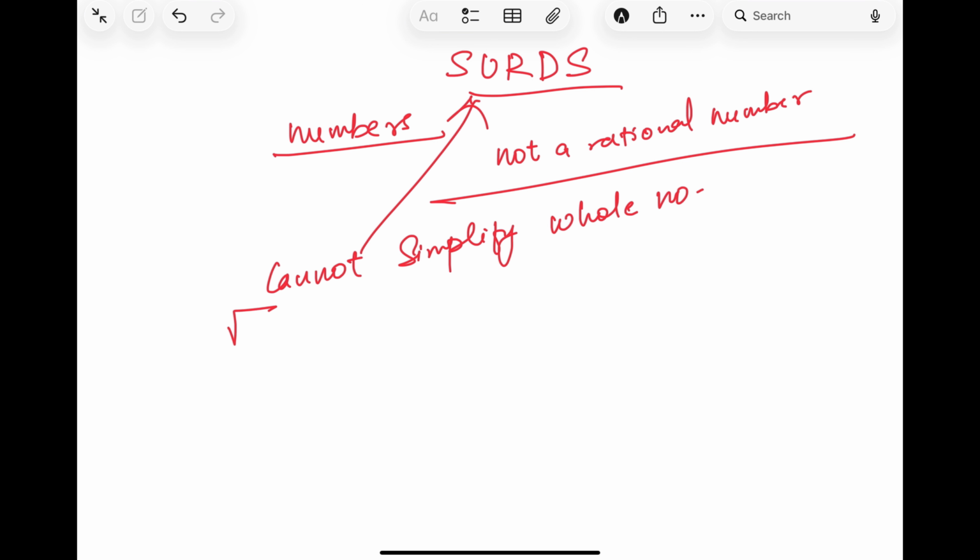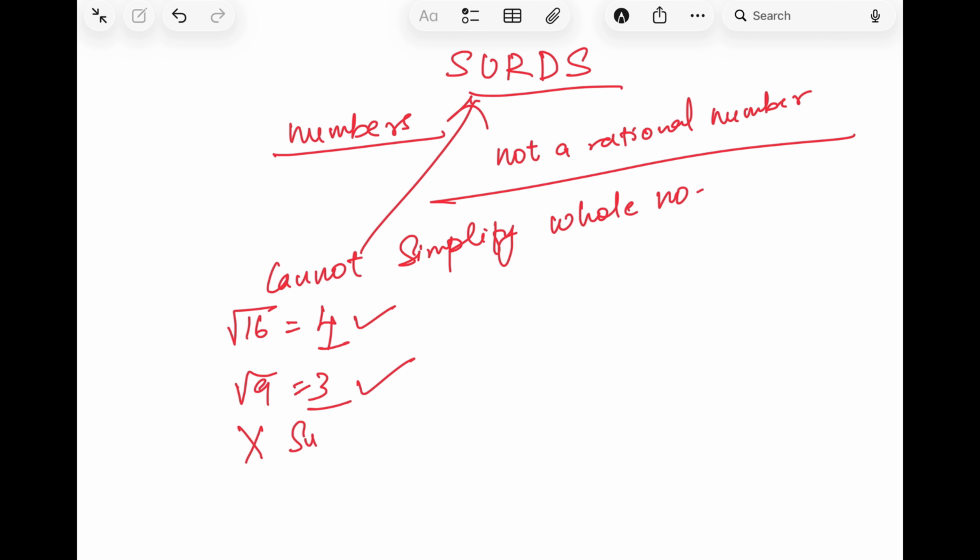So if I say root 16, okay, what is the root of 16? We all know it's 4. So square root of 9 is 3. So as you know, 4 and 3, are these rational numbers? Right. So they cannot be surd. As I told you, we cannot find the root as a rational number. So these are not surds.